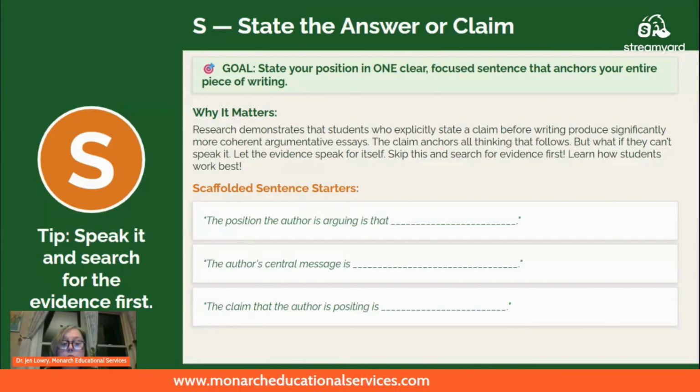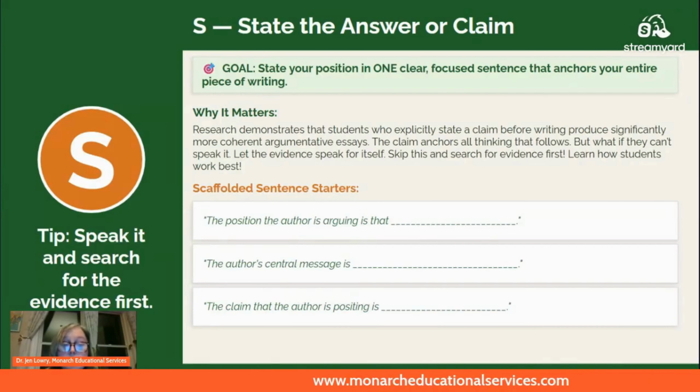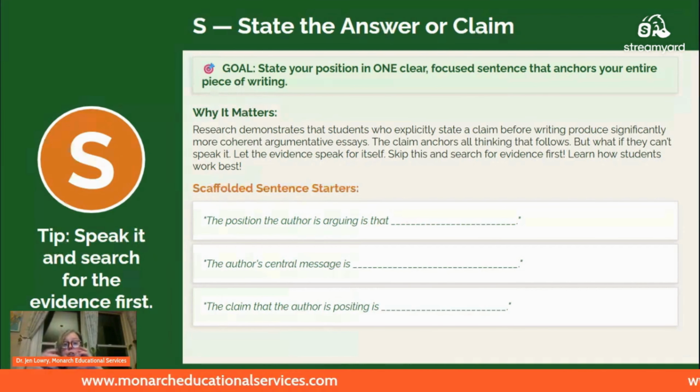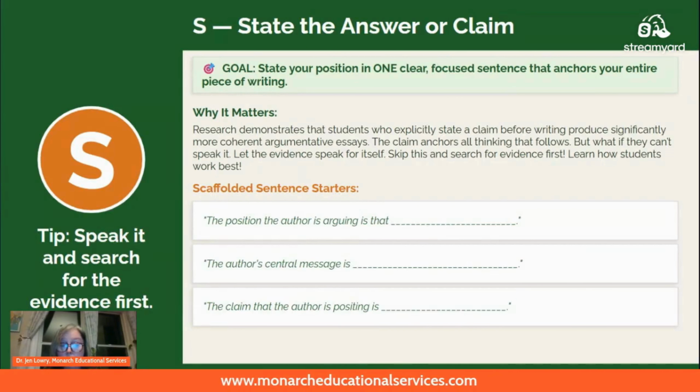And I'm going to just read off the screen why it matters. Research demonstrates that students who explicitly state a claim before writing produce significantly more coherent argumentative essays. So I want you to think about how the claim is the anchor where all the other thinking and the ideas flow or follow.